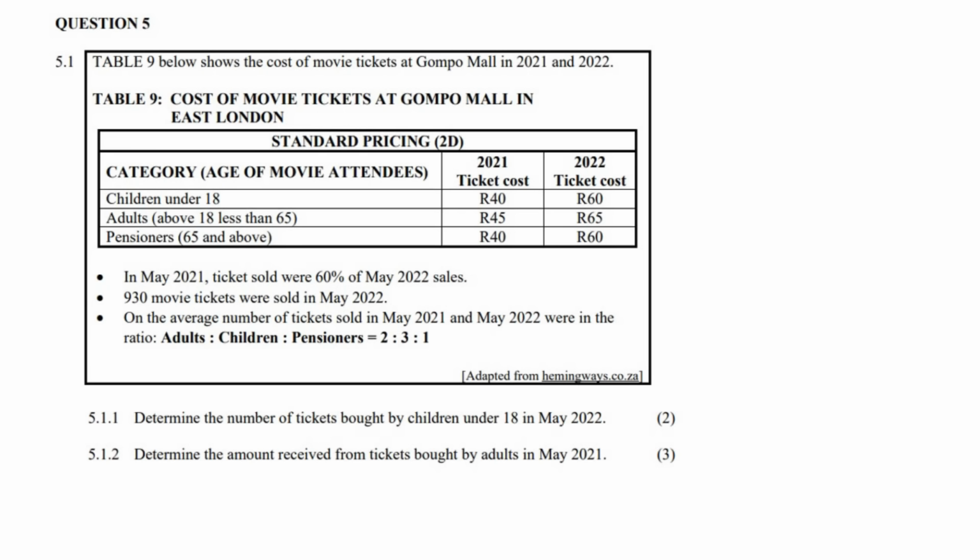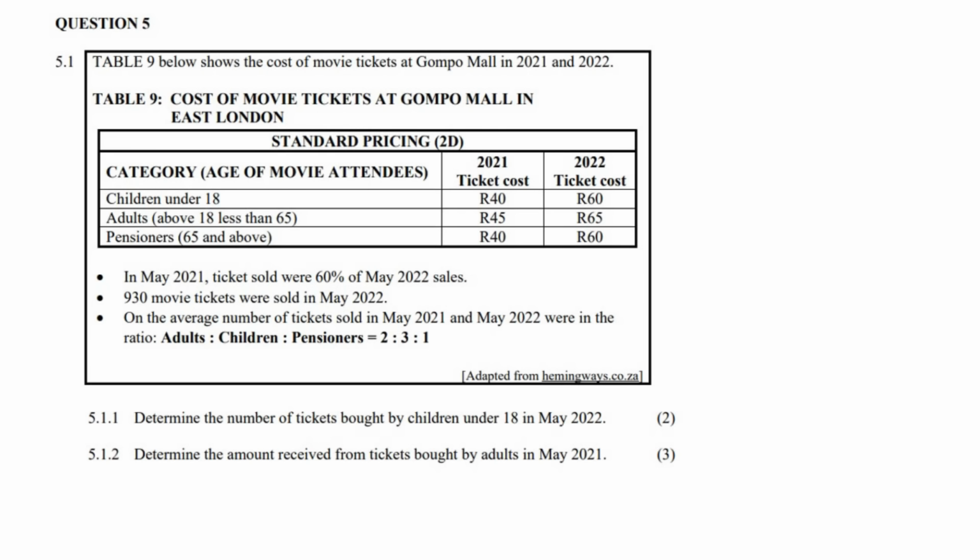So it says that these are the cost of movie tickets. So let me just show you how this table works. This is for children who are under 18 years old. In 2021, they paid 40 rand for a ticket. In 2022, they paid 60 rand. Then if you are an adult, you would pay that amount, and then in 2022 it was that amount, and then if you're a pensioner, that is what you pay. Okay. Then they give us some more information here.